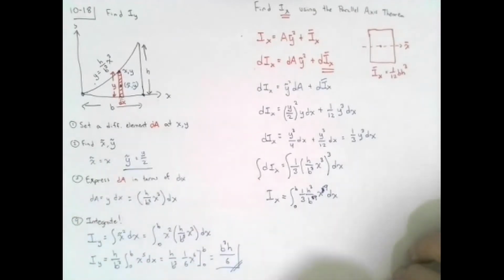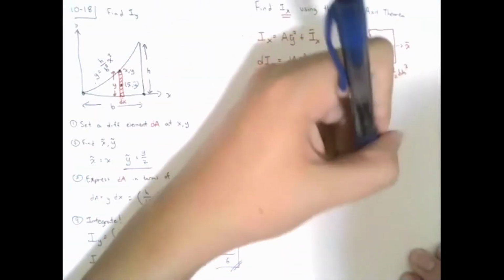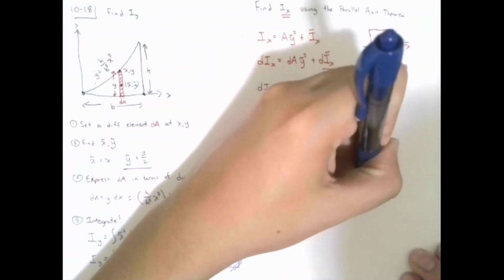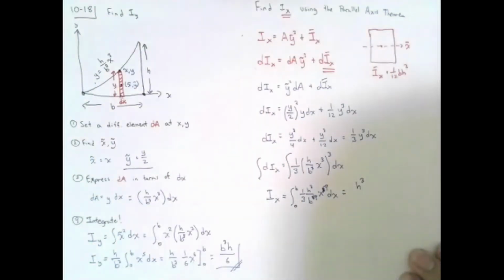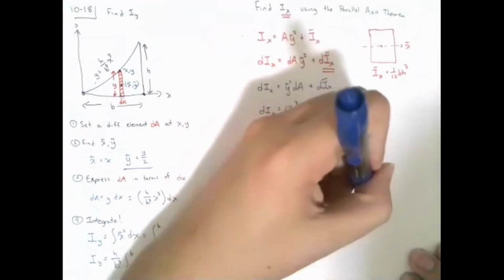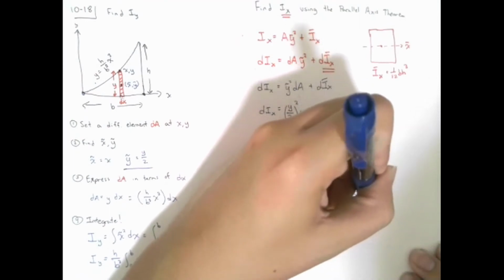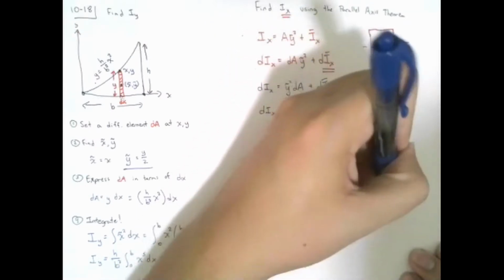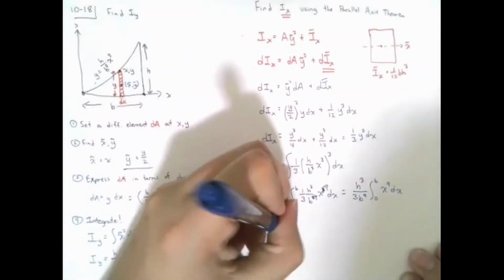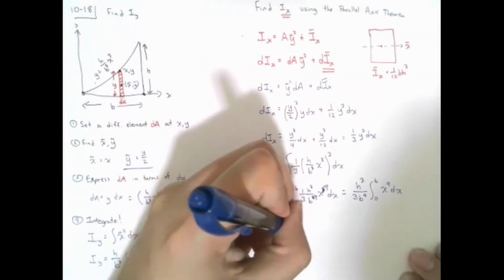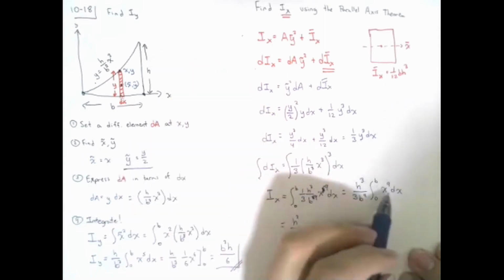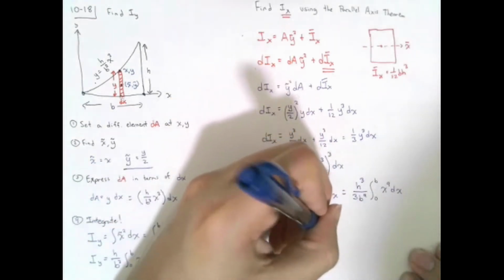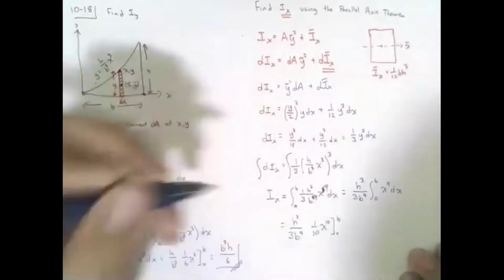So we have this integral, and this integral you'll see is actually quite easy to solve. I'm going to take out my constants, so I'm going to take out h cubed. And I am going to take out my 1/3 and my b to the power of 9. So what's left is the integral from 0 to b of x to the power of 9 dx. As you know, solving this integral is actually quite easy. This integral will be 1 over 10 x to the power of 10 evaluated from 0 to b.